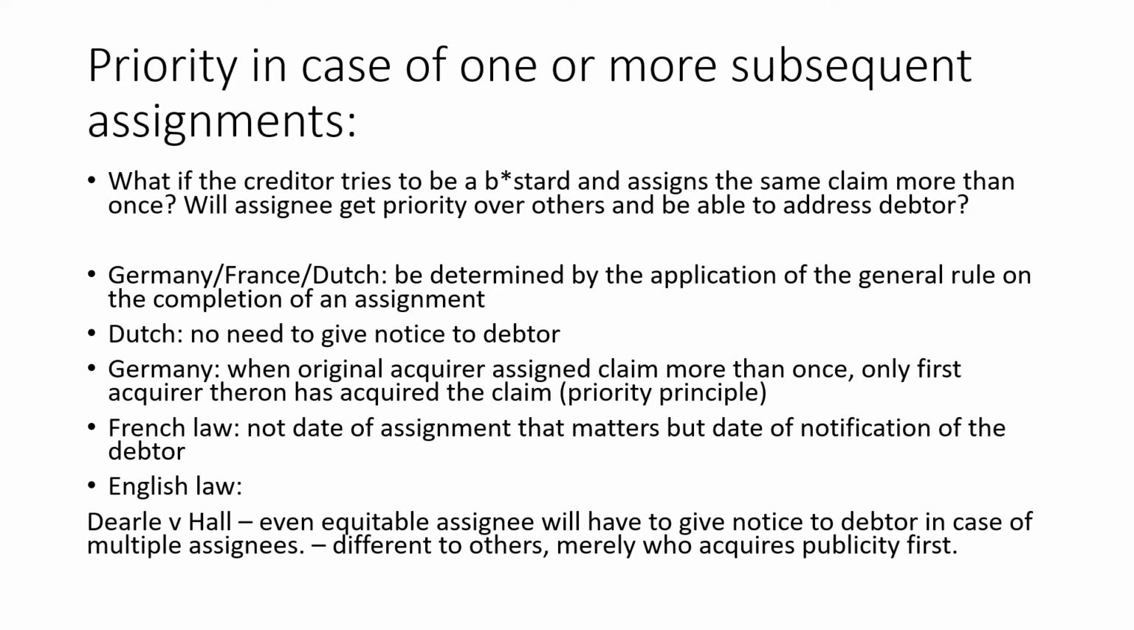There's also an issue over who gets priority if the creditor has assigned the same claim to multiple people. In most legal systems, you need to give notice to the debtor. So that's what matters. It doesn't matter at what point the creditor assigned the claim. It just matters when you gave notice to the debtor. So whoever does that first.